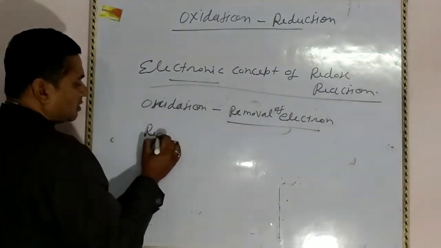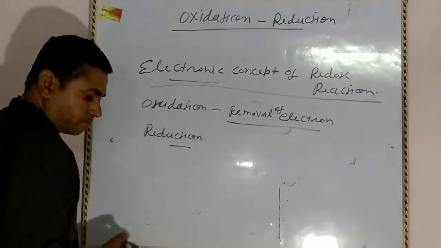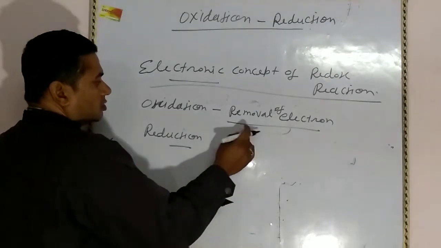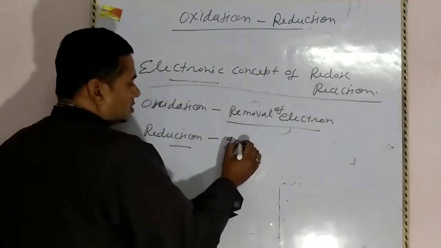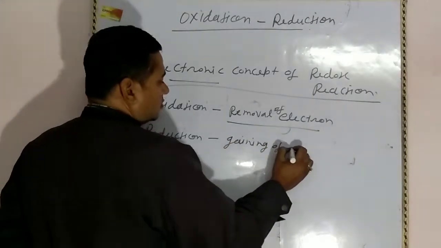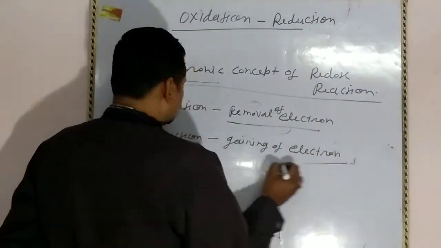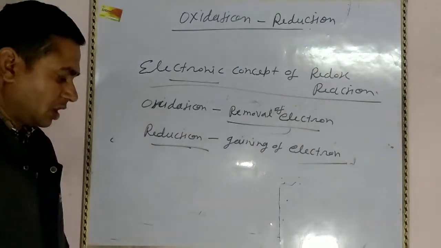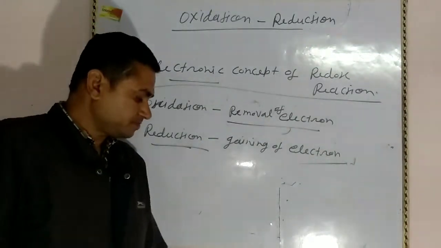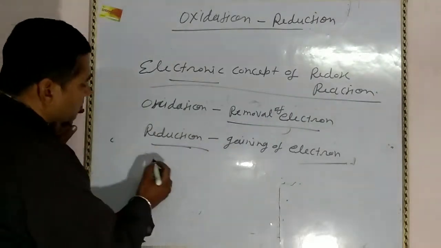and reduction, gaining of electrons, is called reduction. How? We can take some more examples to discuss this in a very simple way.